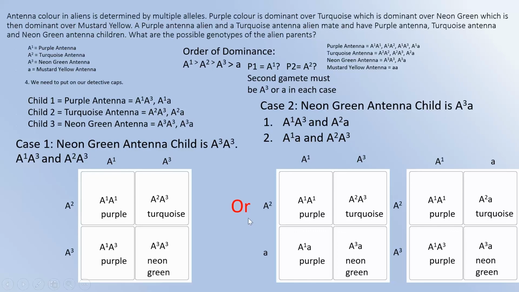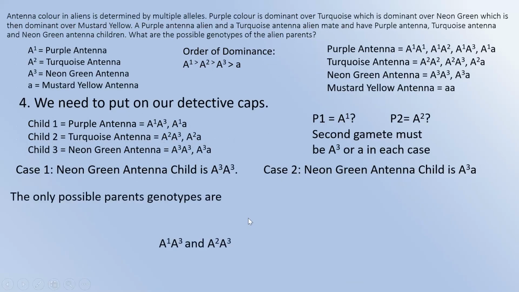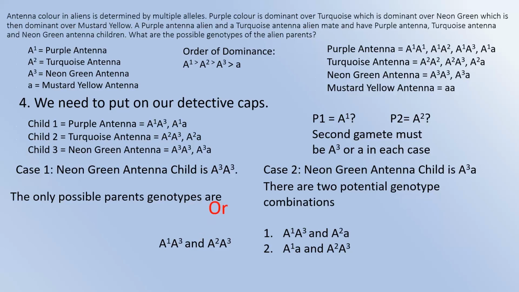So the way we'd finally answer this is we'd have a case 1 and a case 2, and our big fat OR. So in case 1, the only possible parent genotypes are A1, A3, and A2, A3. And then in case 2, if the child is heterozygous, there are two potential genotype combinations of parents. So that they could be A1, A3, and A2 little a, or A1 little a and A2, A3.